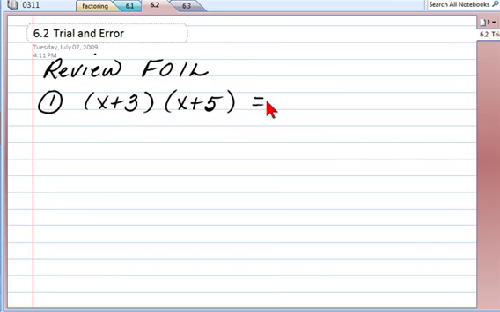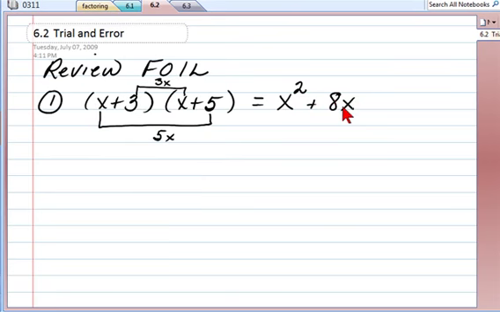What's the product of the first terms? X times x. It will give you x squared because you'll add the exponents. Now, the outer product is 5x. The inner product is 3x. And if you add those two together, you get 8x. And then the product of the last, and I'm moving kind of slowly with this, I know most of you are better at FOIL than I'm leading you to believe, is 15. So is everybody okay with that? Okay, first, outers plus inners, and last.